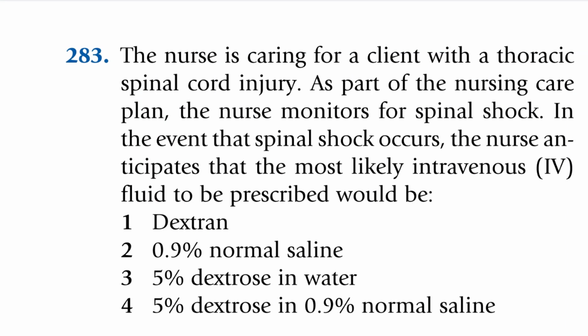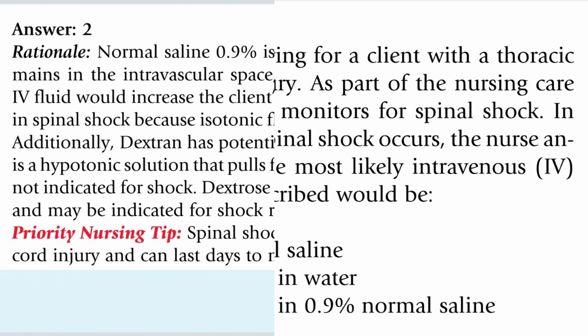283. The nurse is caring for a client with a thoracic spinal cord injury. As part of the nursing care plan, the nurse monitors for spinal shock. In the event that spinal shock occurs, the nurse anticipates that the most likely intravenous fluid to be prescribed would be 1. Dextran, 2. 0.9% normal saline, 3. 5% dextrose in water, 4. 5% dextrose in 0.9% normal saline.